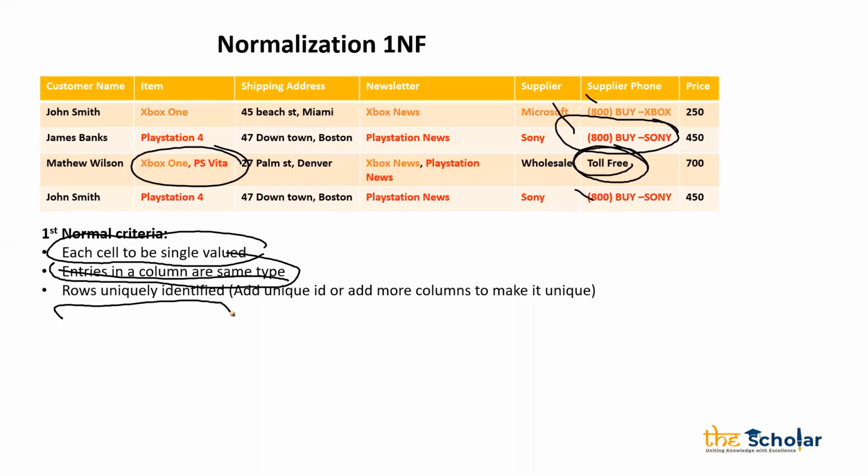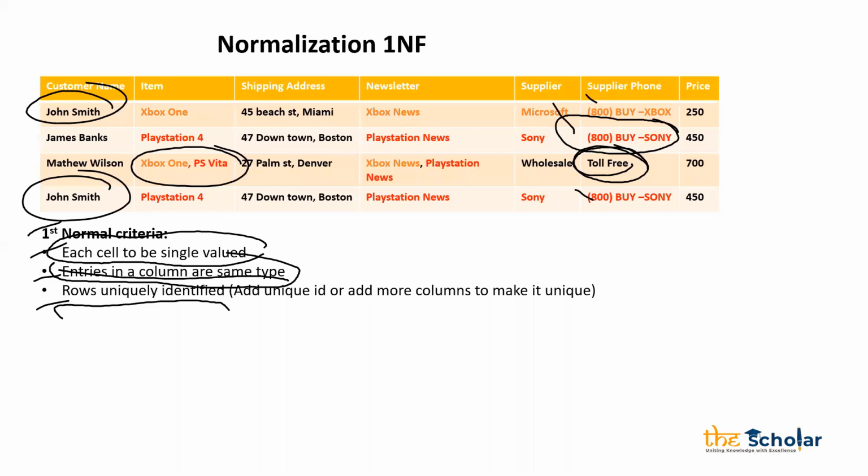Third, rows uniquely identify. Now, will I be able to identify the rows uniquely? No, right? Because I have this John Smith and I have this John Smith as well. I want to make my rows uniquely identified, right? I should be able to identify the row uniquely. So once all these three criteria are met, then only I will be able to say that my table is at the first normal form.